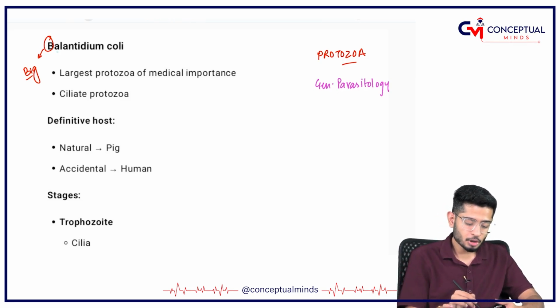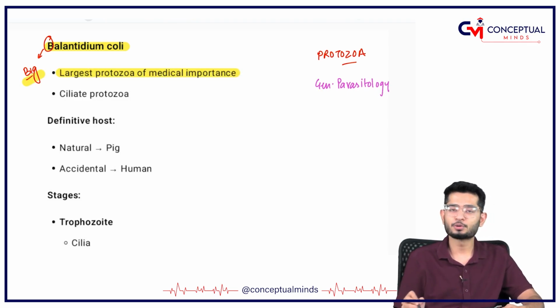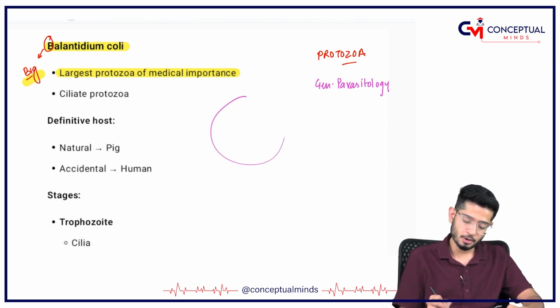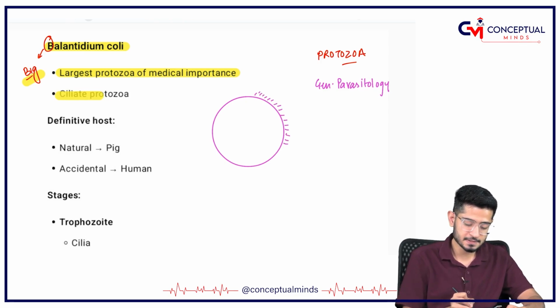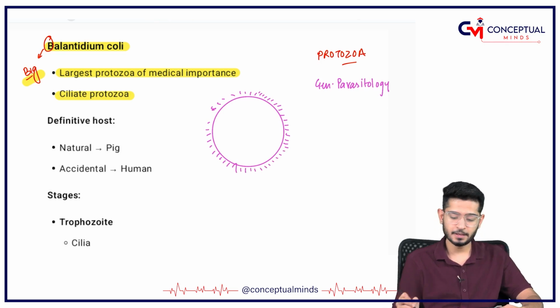Okay, coming on to Balantidium coli, B for Balantidium, B for big one. This is the largest protozoa of medical importance. This large ball has got a lot of cilia. So this is a ciliated protozoan.